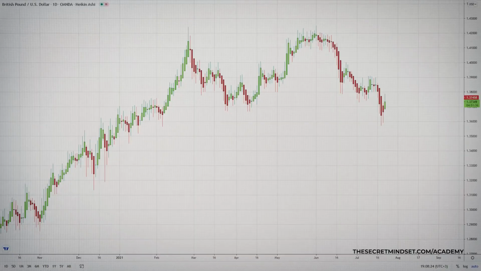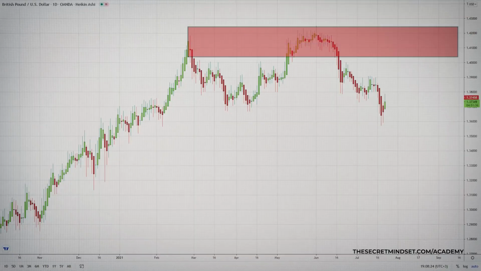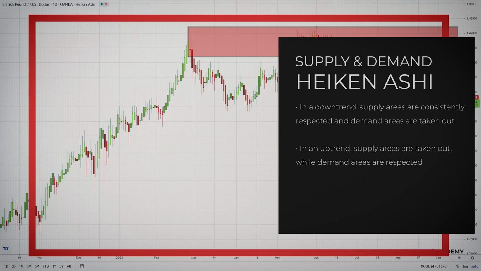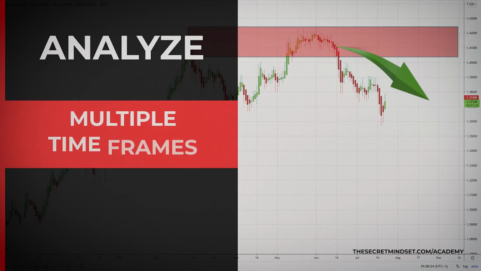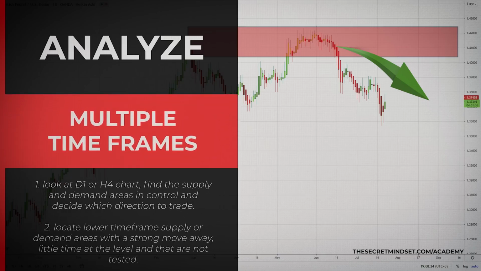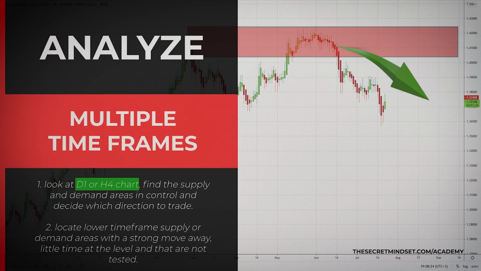This type of analysis will help you a lot in defining the strongest Heiken Ashi supply and demand zones. In a downtrend, supply areas are consistently respected and demand areas are taken out. In an uptrend, supply areas are taken out while demand areas are respected. As simple as that. And another tip is to look at your daily or 4-hour chart and see what is going on with the supply and demand areas in control and decide which direction to trade.